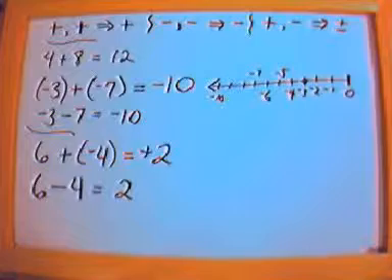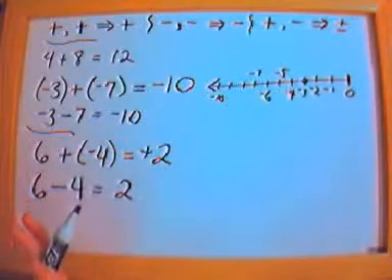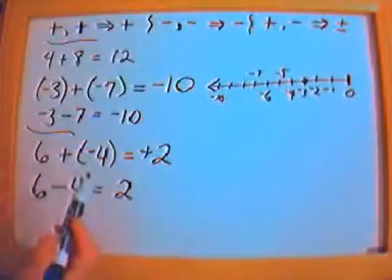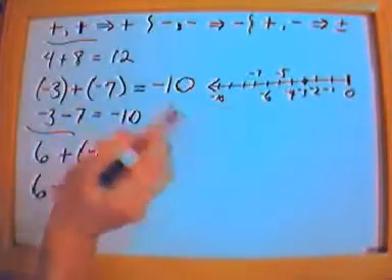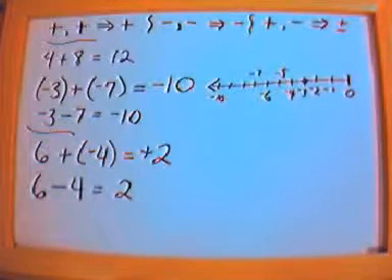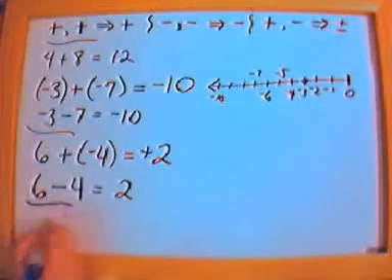And when you think about it, you have 6 units of something, and you're adding 4 negative units. So you're actually subtracting. You're taking 4 away from the 6 that you had, so you end up with a positive 2. Okay? Let's do another.